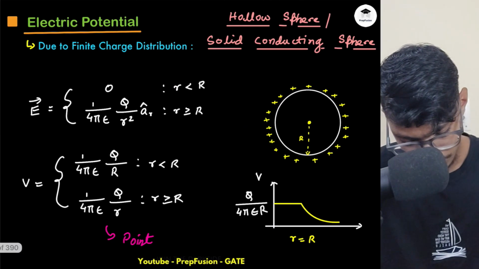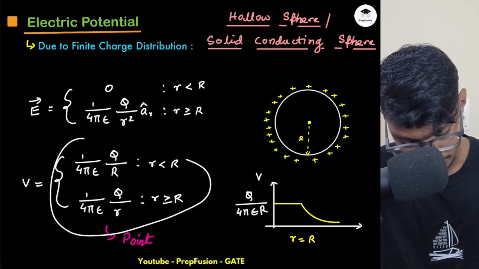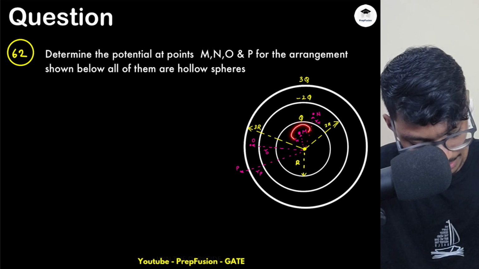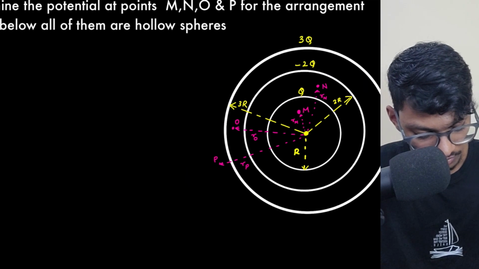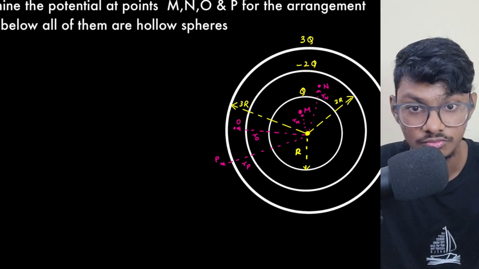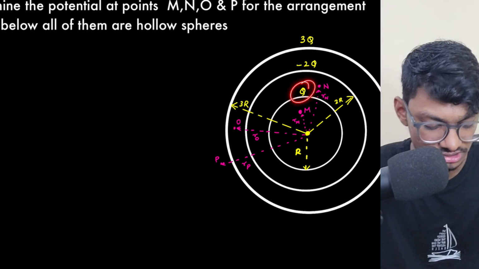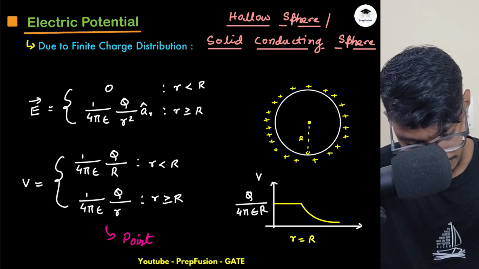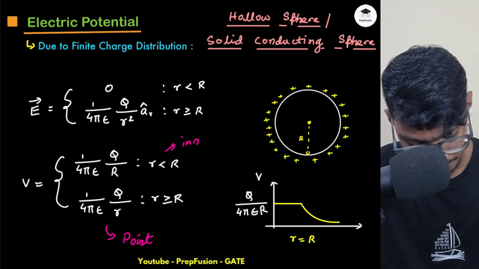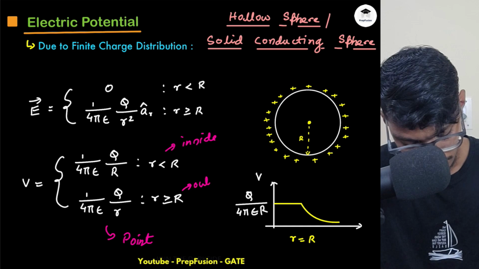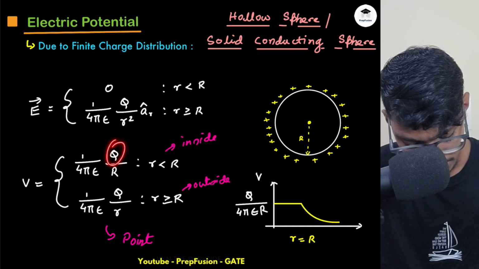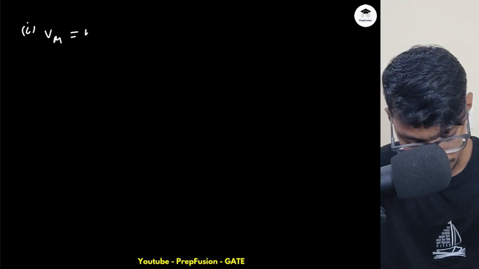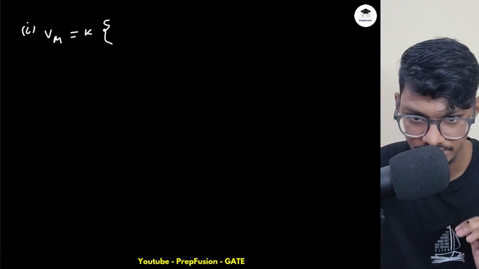Again, this formula I can always use. If I'm at M, the potential due to all of the spheres will be constant. What will be the value? It will be simply charge divided by the radius. So if I observe inside a sphere, this is inside, and this is outside. Inside, the potential is constant, that is charge divided by the radius. So I can write this directly, K is common, charge divided by radius.